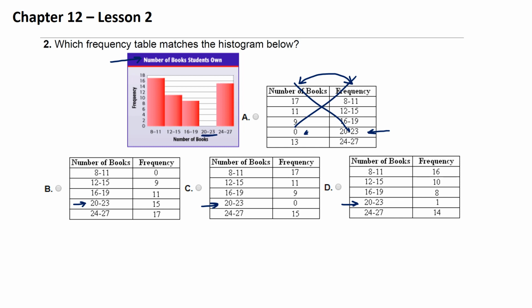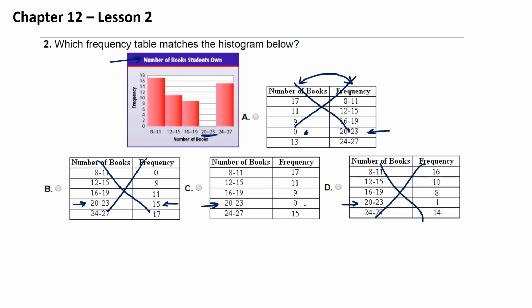B has 15 people owning 20 to 23 books, and that's not true. So that B's out. C has 0 people owning 20 to 23 books, so that's true. And D has 1 person owning 20 to 23 books, and that's not true. So that's out. Now let's just make sure C is our correct answer.